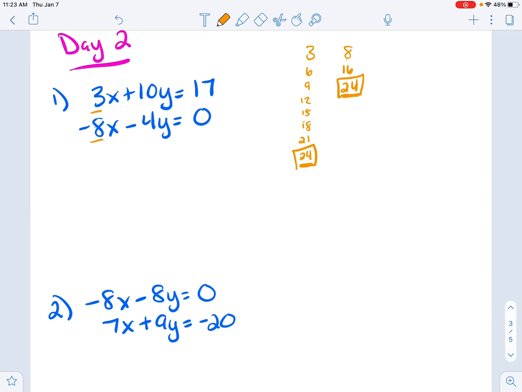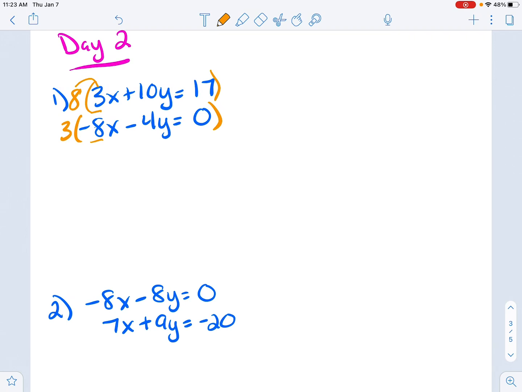In the first equation, what would I multiply by to make the 3 into 24? We would multiply by 8. In the second equation, how would I make the 8 turn into a 24? We would multiply by 3. They already have opposite signs, so we can multiply by the positive form of them. Okay, let's go ahead and multiply.